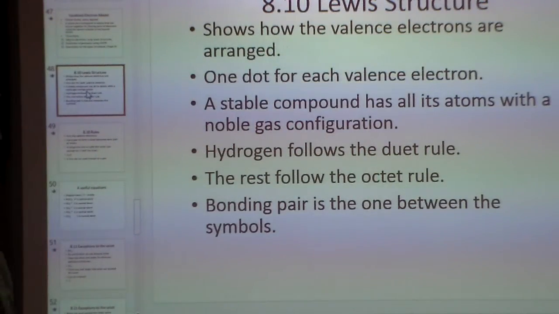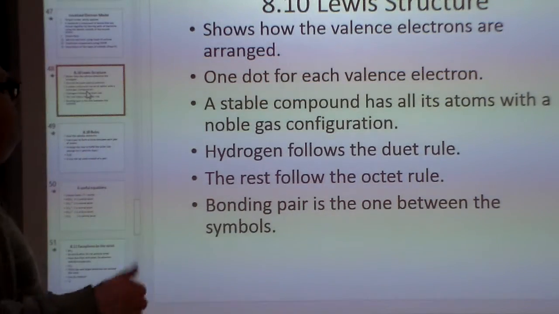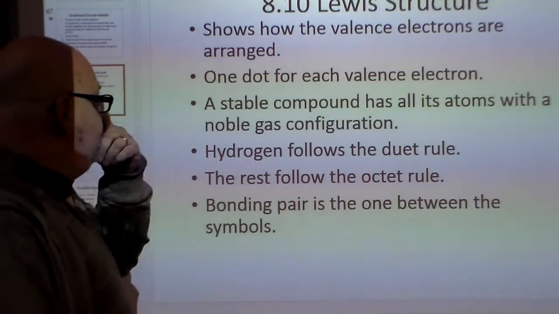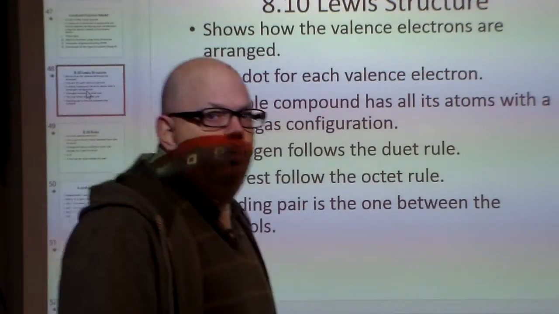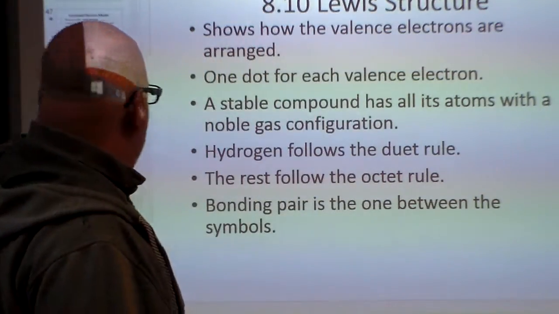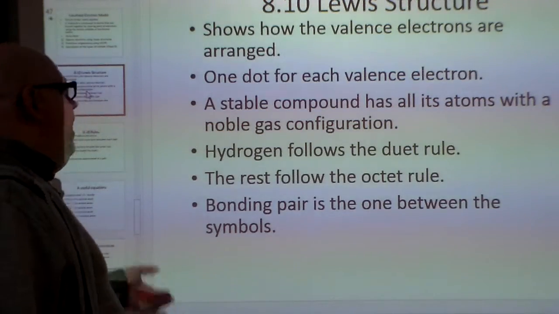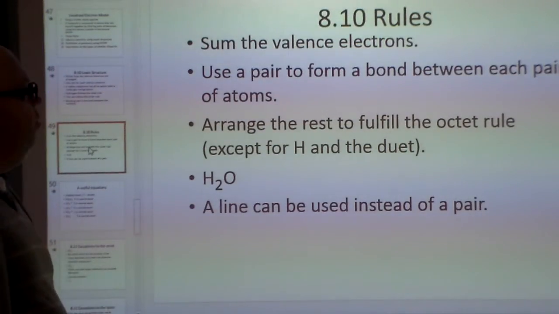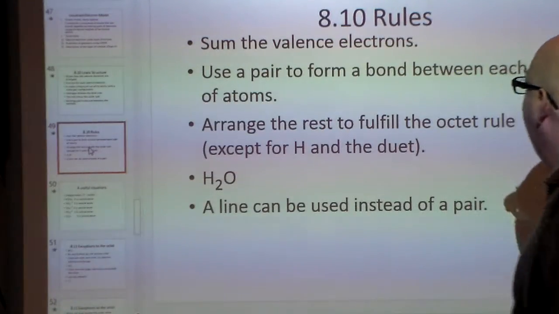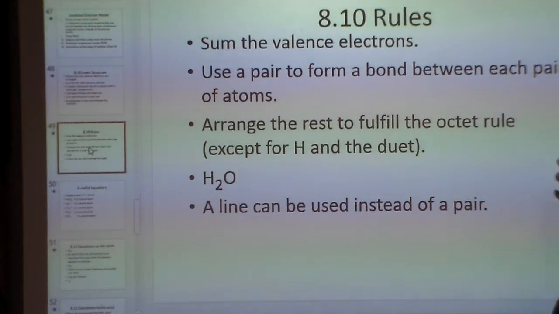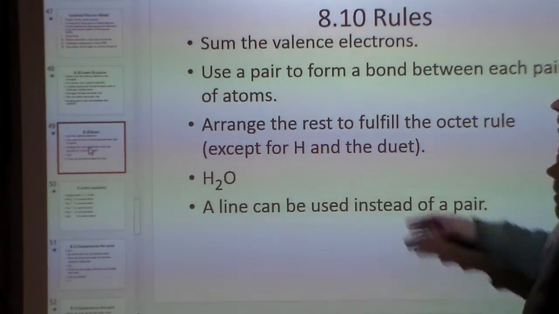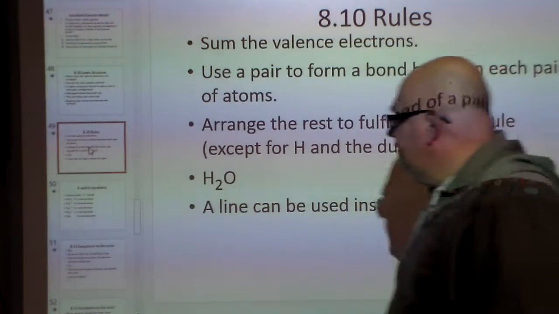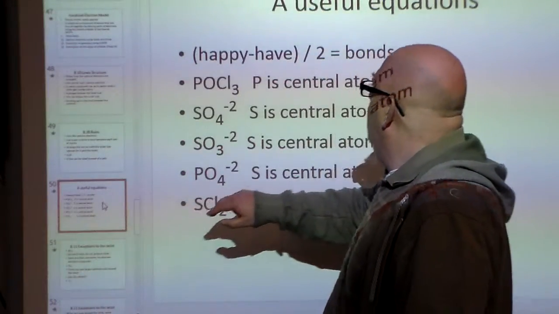Lewis structures: pretty much we're looking at valence electrons. How are they arranged? One dot for each valence electron. A stable compound has all the atoms with a noble gas configuration. Hydrogen follows the duet rule, meaning it has 2 electrons to be full. The rest follow the octet rule. The bonding pair is the one between the symbols. We sum up the valence electrons, use a pair to form a bond between each pair of atoms, and arrange the rest to fulfill the octet rule, except for H and the duet. We can look at H2O, for example. A line can be used instead of a pair. That's fine.